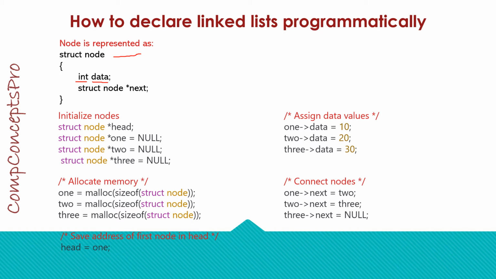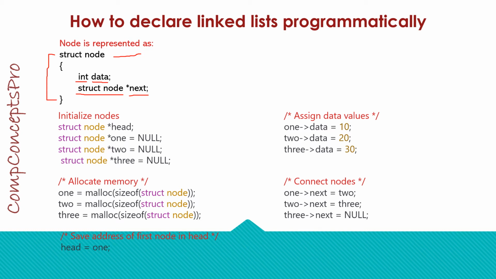And then the next field is a pointer which will point to the next node of the linked list. So generally we give the user defined name next to the pointer of a linked list, and its data type will also be struct node, because this pointer is also going to point to the next node of the linked list. This is the basic structure of a node in the linked list.